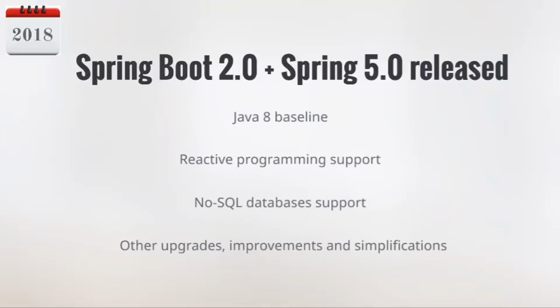The next major release happened in 2018 when the second version of Spring Boot and the version 5 of Spring was released. In this release, 8 was chosen as the baseline version for Java. Also, for the first time, support for reactive programming and NoSQL databases were added. Of course, there were other small upgrades and improvements in the framework.